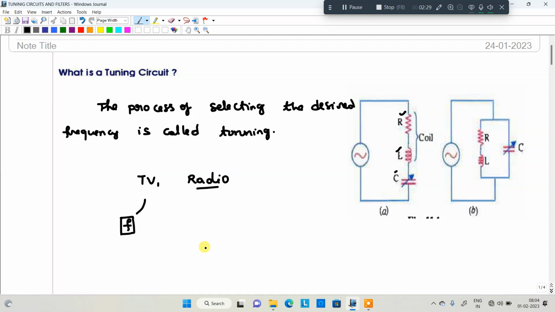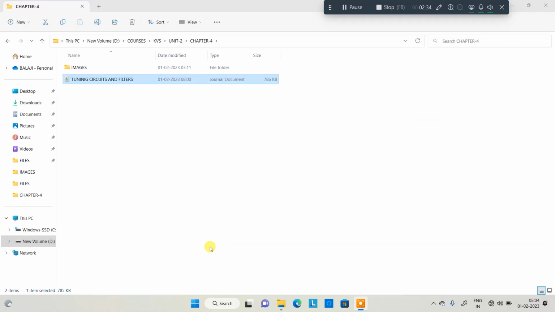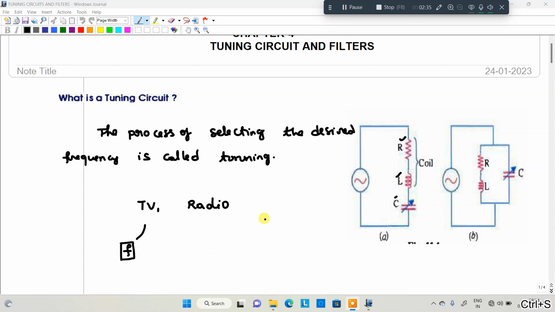Similarly, the radio also. If you want to listen to a particular channel, for example 93.7 FM, how can you tune to that? We tune our frequency to match the 92.7 FM frequency, then you can listen to the songs. So that is the process of tuning. I hope everyone is clear about that.